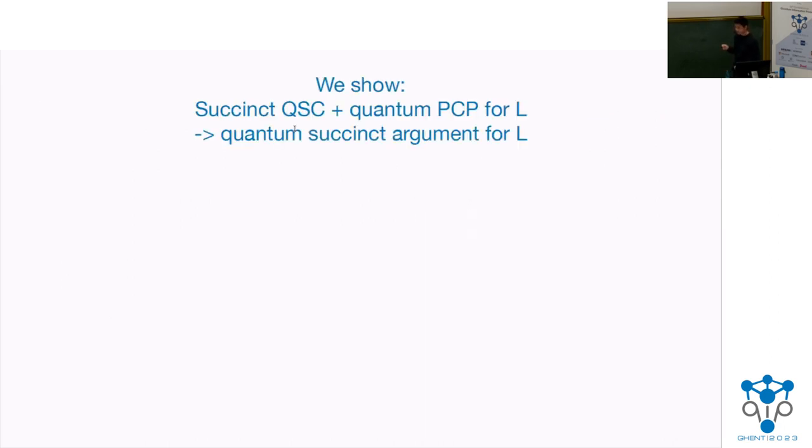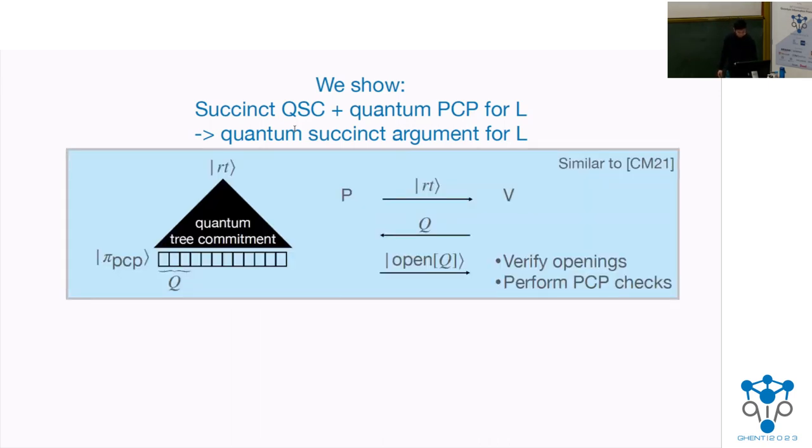And we show a quantum analog of this protocol. So if we combine a succinct quantum state commitment and a quantum PCP for a language L, then we get a quantum succinct argument for that language L. And the protocol is an analog of that, where we replace the collision-resistant hash functions with quantum state commitments. And it's actually inspired by this protocol by Chen and Mobisog. Okay, but syntactically very similar.